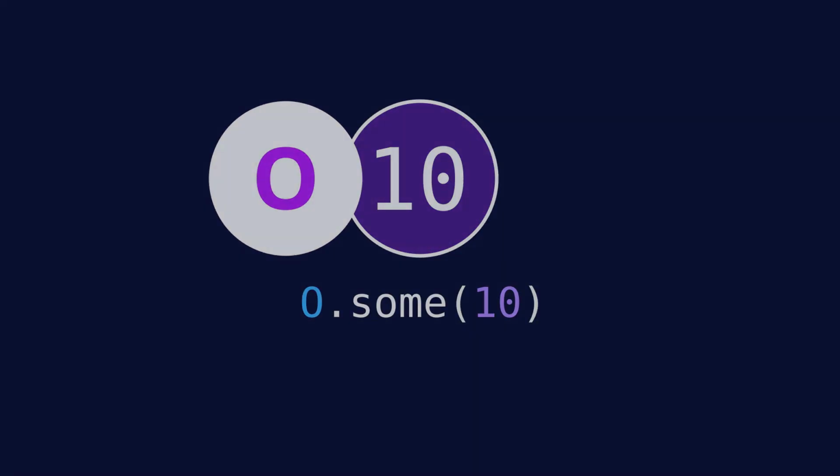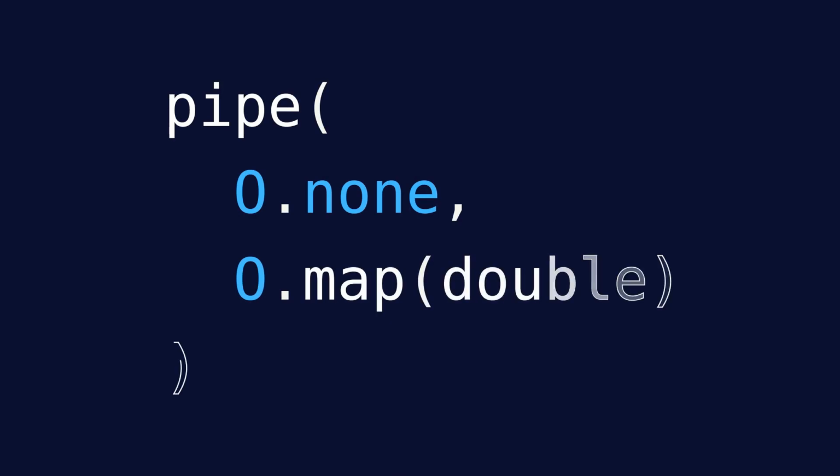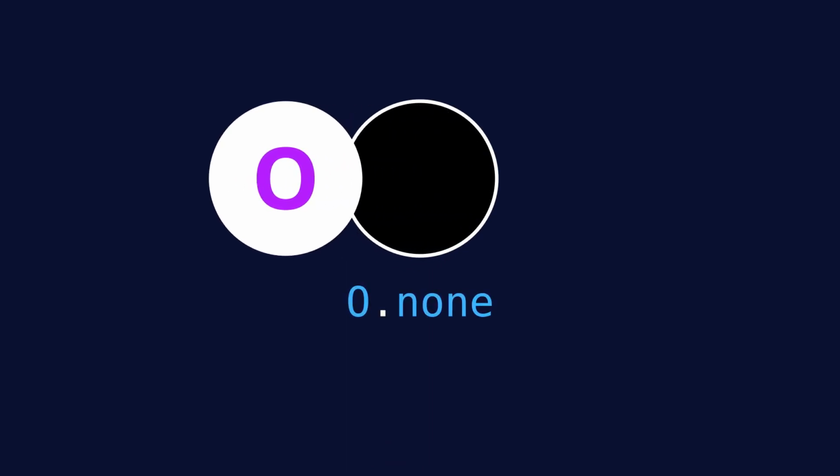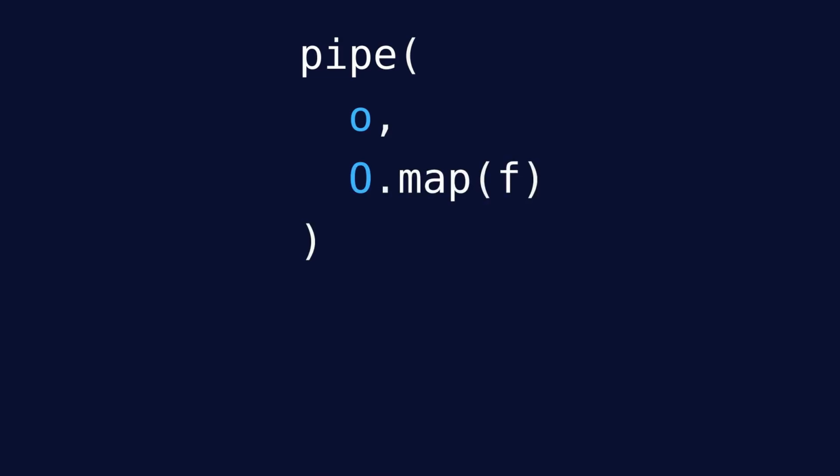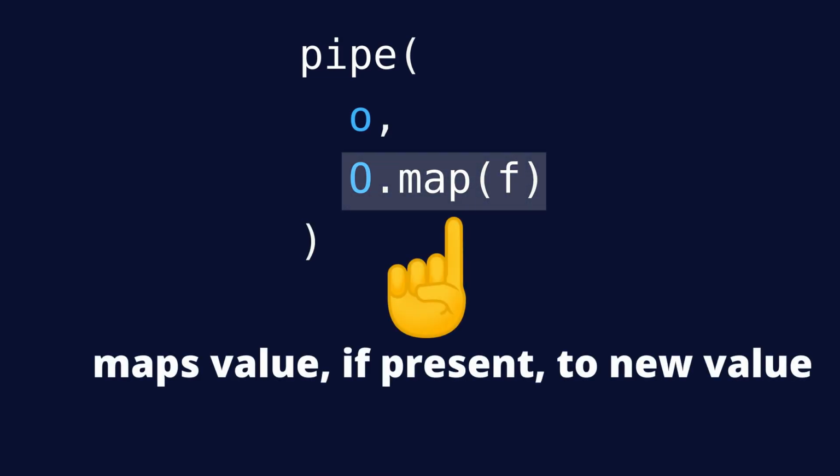On the other hand, if we pipe none into Option.map double, once again, the first thing that map does is to check if the option has a value, which in this case it does not, since it's a none. So map will just return back the none without even calling double. So in summary, when you pipe an option into Option.map, you are just mapping the value of the option, if present, to a new value.